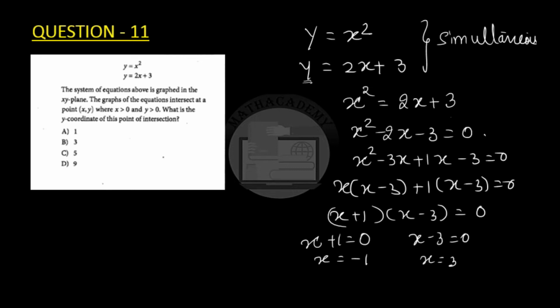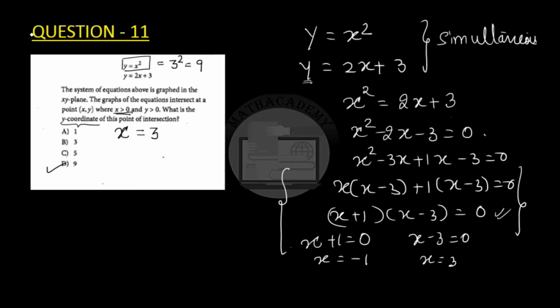We know that x is greater than 0, given in the question here. So if x is greater than 0, then we have to discard x is equal to minus 1 and the value which we will be using is x is equal to 3. What is asked in the question? The y coordinate of this point of intersection. So y is x square, so it will be 3 square, which is 9, and hence the correct answer is choice D. In some questions it is easier to plug in the values and solve, and in some of them it is easy to solve directly using the regular method.